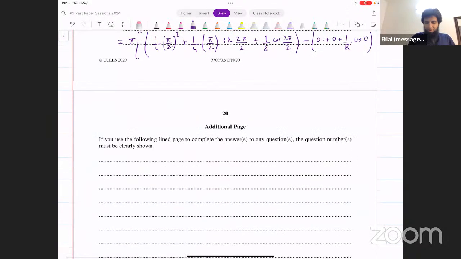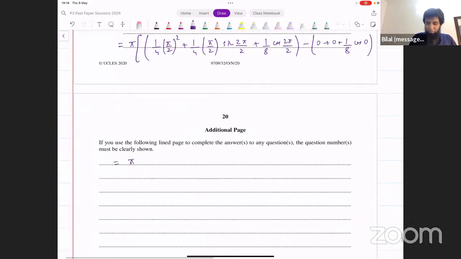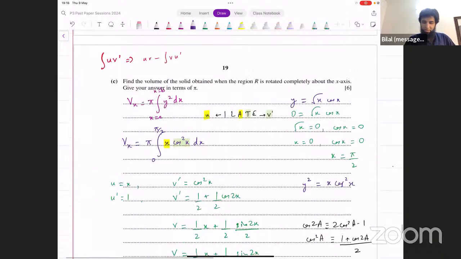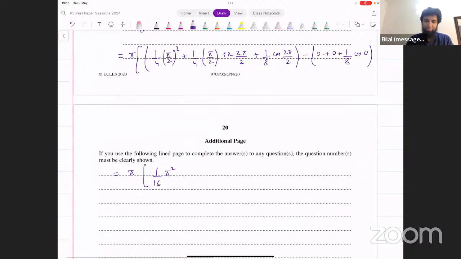Okay, now let's simplify this further. This gives us pi into 1 over 16 pi squared. You want an exact answer, right? Yeah, in terms of pi, 1 over 16 pi squared plus 1 over 8. Okay, what's sine of 2 pi over 2? Sine pi is 0. So the second term actually becomes 0. Why? Because sine of pi is 0. Now, what about this term? Cos of pi. Cos of pi is minus 1. Do that on your calculator, right? Cos of pi is going to give you minus 1.